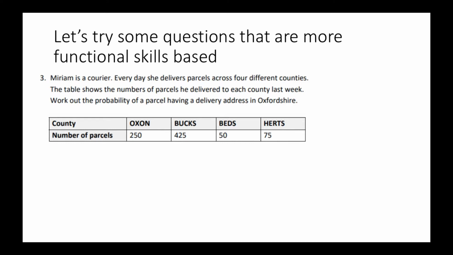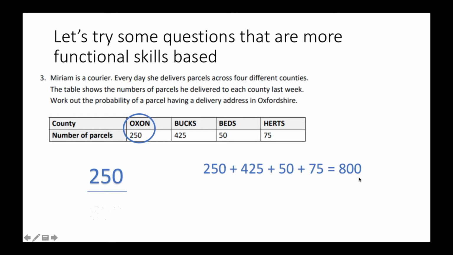So it says the probability of a parcel having a delivery address in Oxfordshire. So here's our Oxfordshire number of parcels, 250. So it's 250 out of, and then we need to add all these totals up, 800. 250 out of 800 can be simplified. We can get rid of the 0 here and the 0 here, which means we have divided by 10. 250 divided by 10 is 25, and 800 divided by 10 is 80. So we can keep simplifying the fraction if we want to. Now, I've continued to simplify and simplify to give us 5 out of 16.